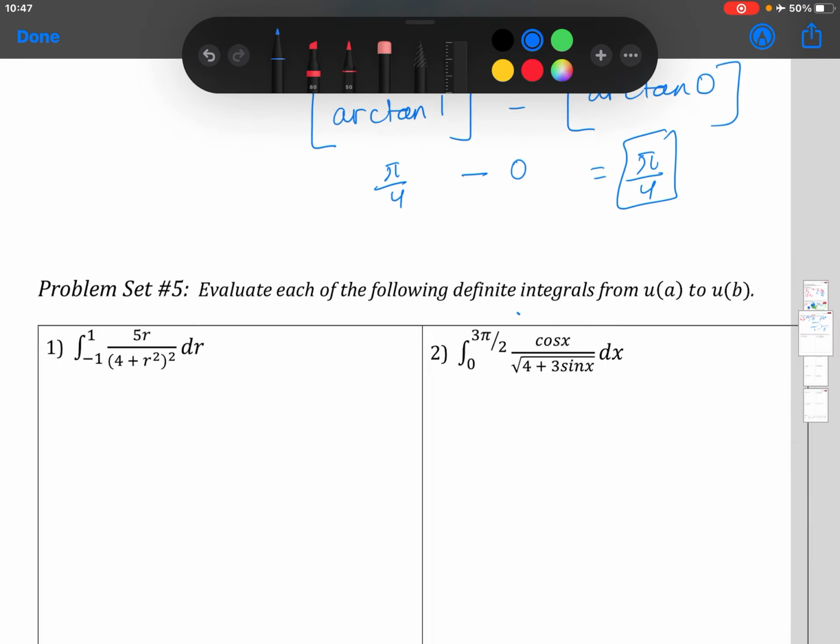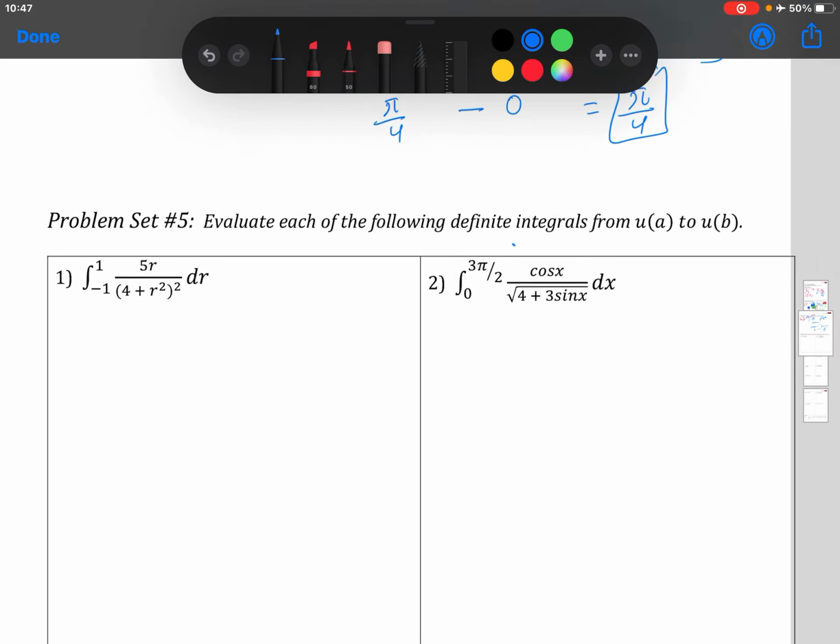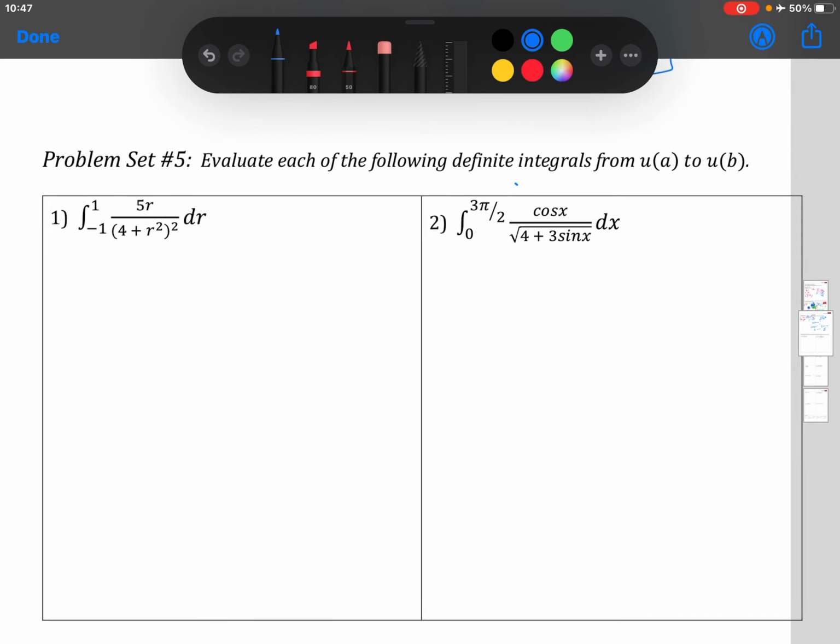Okay, the next one, I want to do a few more with you before I leave you to finish the packet. So let's look at this question. Number 1. So here again, what would you pick your u to be?